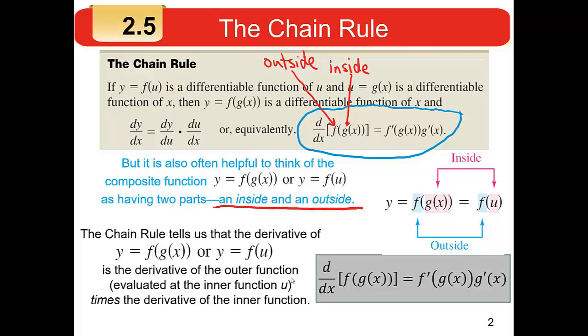But it's evaluated not at x, but at u, or at g of x. It's the inner function that's plugged into the derivative of the outer function. So it's the derivative of the outer function evaluated at the inner function, and then that is multiplied by the derivative of the inner function. Not so bad. It's the derivative of the outer function evaluated at the inner function multiplied by the derivative of the inner function.